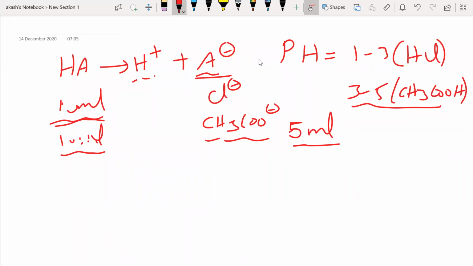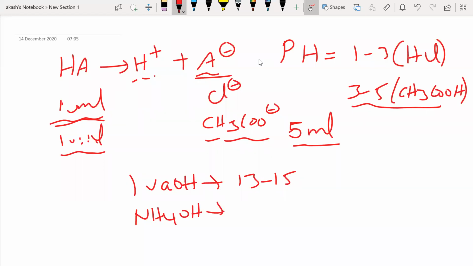Now it is going to be the opposite in the case of bases. For example, if I have a base like NaOH, it will have a pH of around 13 to 15. Now if I have a weak base like ammonium hydroxide, it will have a pH from 10 to 12. Actually, 15 is not possible, it's 14. The maximum value can be 14.